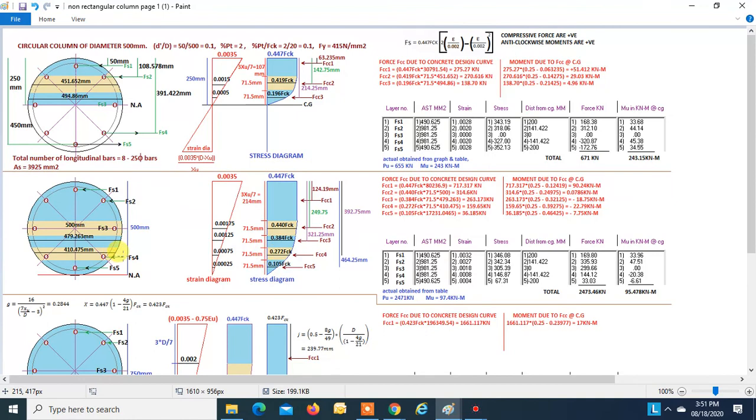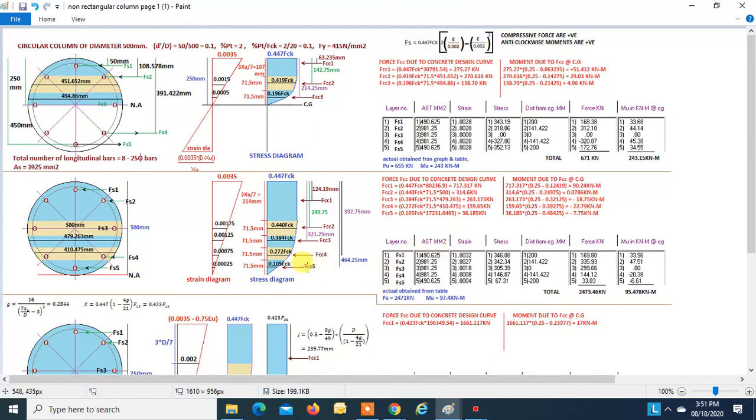Now FCC4. Find the mid width, strain, stress, that is 0.272 FCK. 0.272 FCK into 71.5 into width of the strip is equal to this force, 159.65. Now this will again give a clockwise moment. So 0.25 minus 0.39275 is equal to minus, because it is a clockwise moment. So that's minus 22.49.